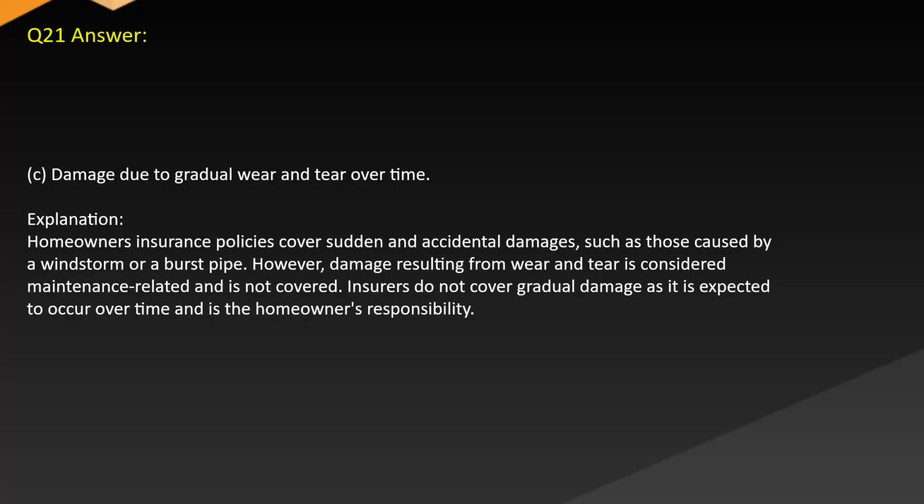Answer: C. Damage due to gradual wear and tear over time. Explanation: Homeowners insurance policies cover sudden and accidental damages such as those caused by a windstorm or a burst pipe. However, damage resulting from wear and tear is considered maintenance related and is not covered. Insurers do not cover gradual damage as it is expected to occur over time and is the homeowner's responsibility.